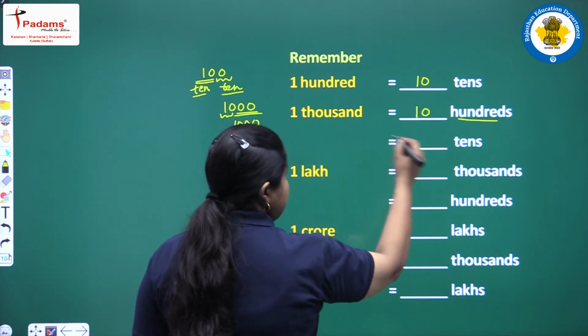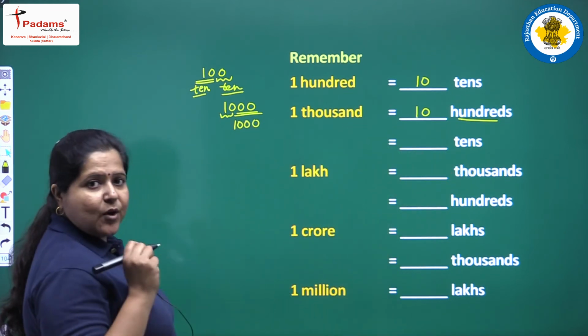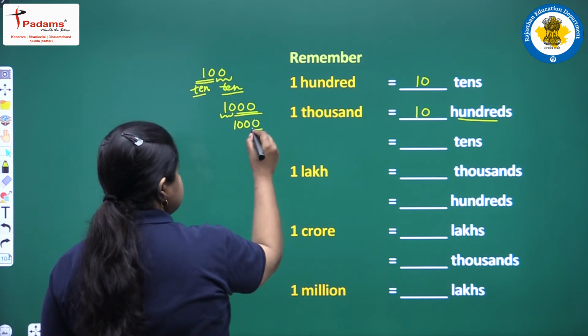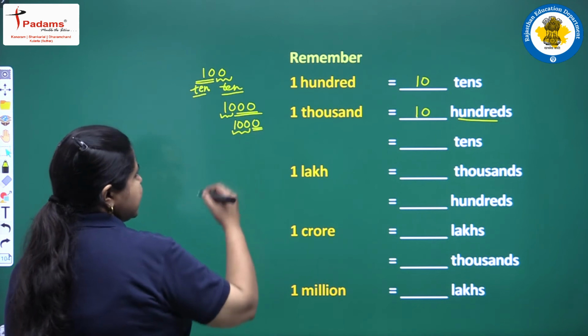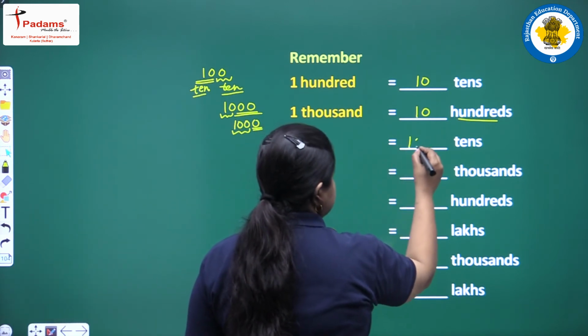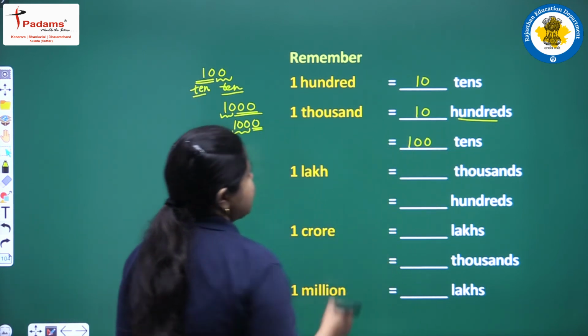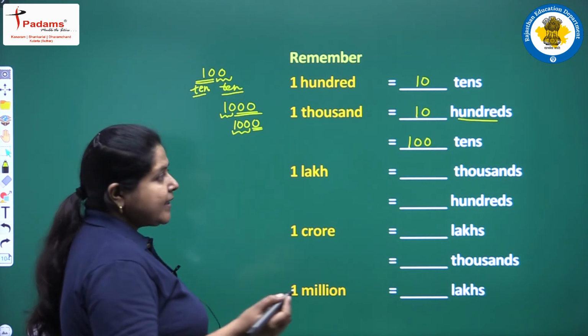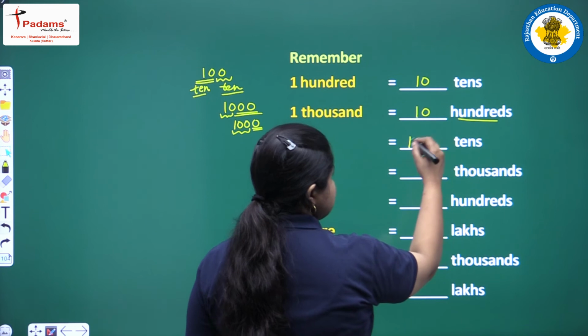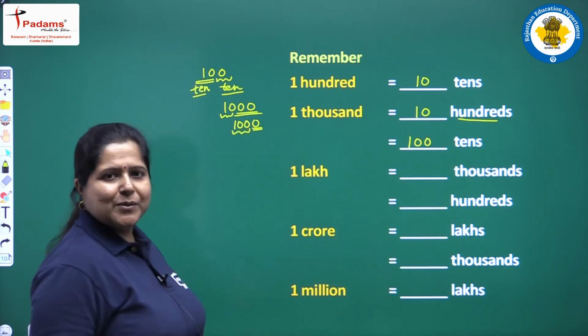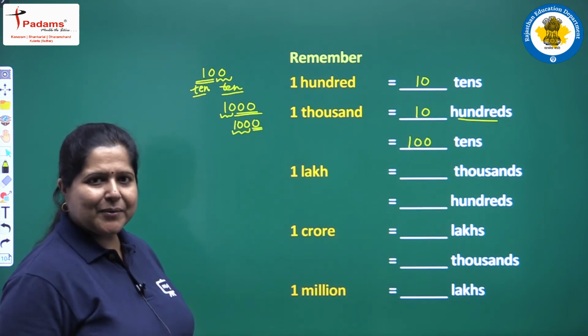Now we write the relation in terms of tens. We know there is 1 zero in a 10, then the remaining one is 100. So we can write here 100 tens is equal to 1000. Clearly you can take it 100 and then 1 zero for 10 will give us 3 zeros, which will be equal to 1000. Clear to you?